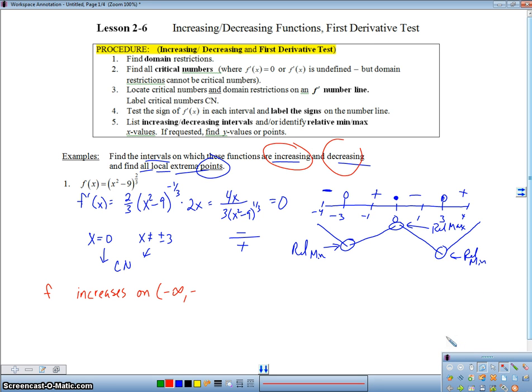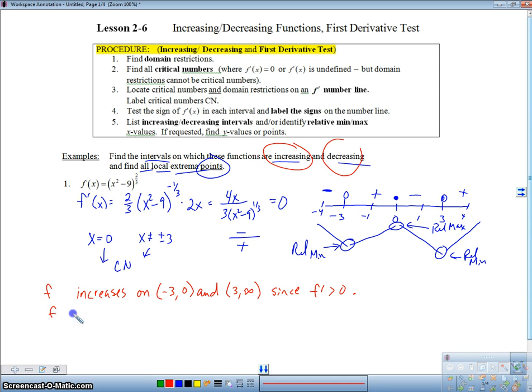Let me erase that. It increases on the interval -3 to 0, right? It goes up. And the interval 3 to infinity, since f prime is greater than 0. So we have to actually write out that we understand that f prime is positive there.